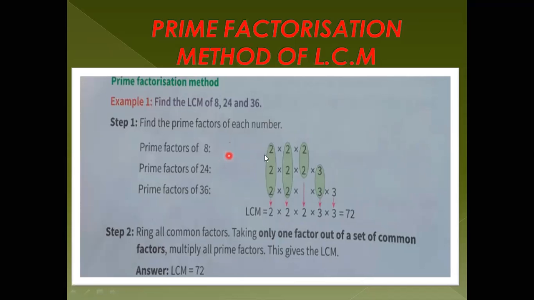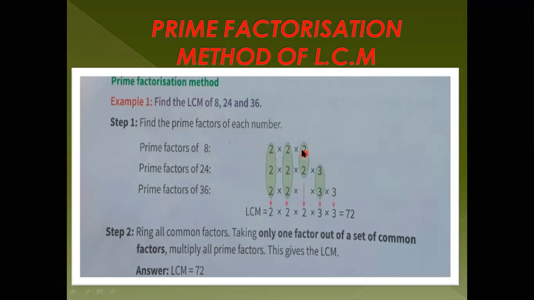The prime factors of 8 are 2 into 2 into 2. Next, the prime factors of 24 are 2 into 2 into 2 into 3. That means 2 2s are 4, 4 2s are 8, 8 3s are 24. Next, the prime factors of 36 are 2 into 2 into 3 into 3: 2 2s are 4, 4 3s are 12, 12 3s are 36.